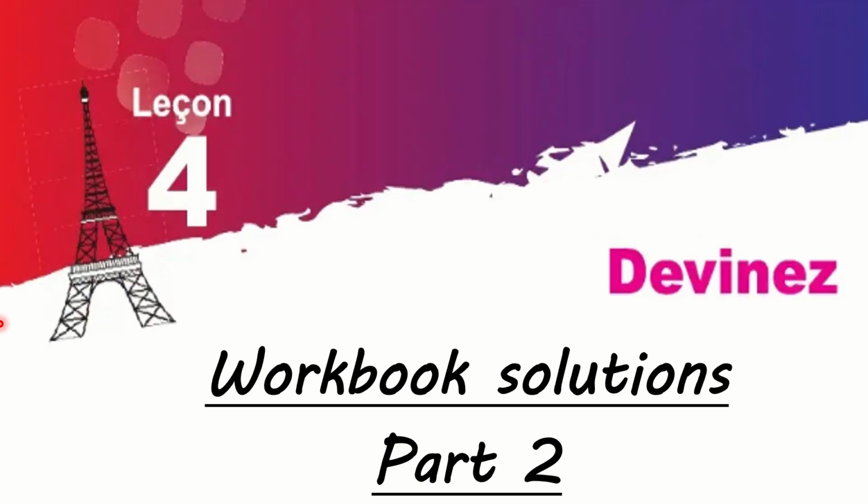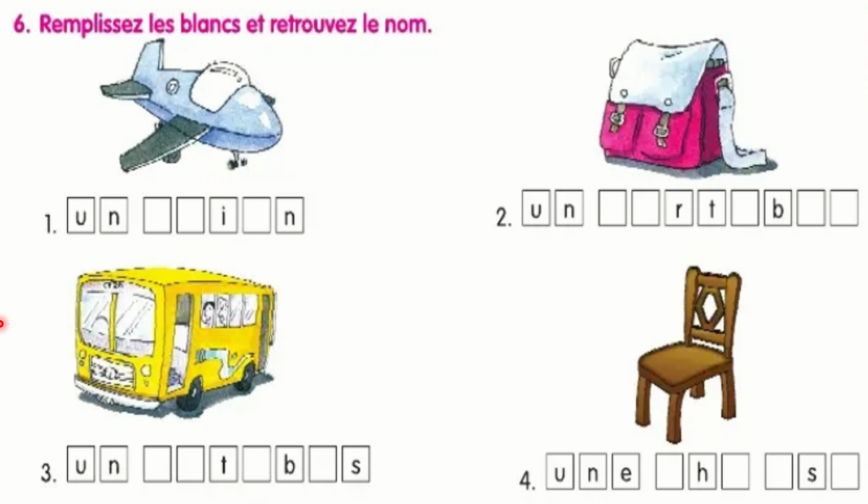Well, today we are going to start with part 2 of the workbook solutions of lesson 4, which is leçon 4, deviner, that means to guess. Here we are at question number 6, that is remplissez les blancs et retrouvez le nom. That means fill in the blanks with the missing letters and retrieve the names of the following objects.